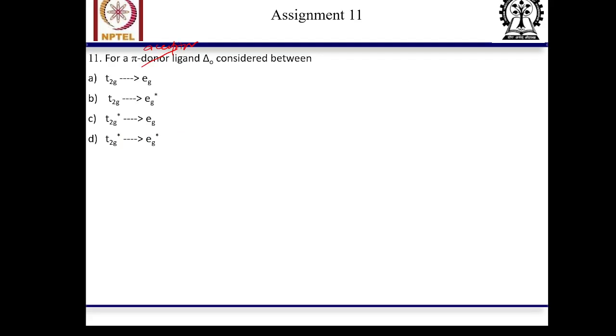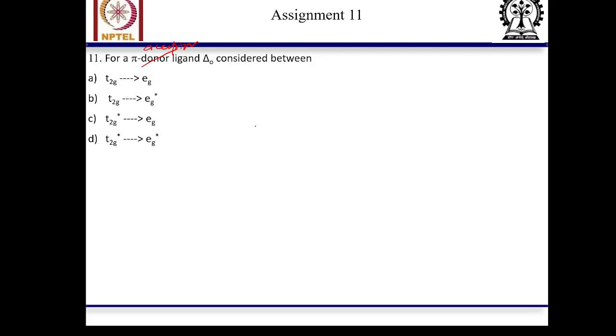That is for the pi donor, not pi acceptor. For pi donor only we have t2g star and eg star. But if we draw the molecular orbital diagram for the pi acceptor ligand, then the answer will be different. Okay, so let me draw and tell you.